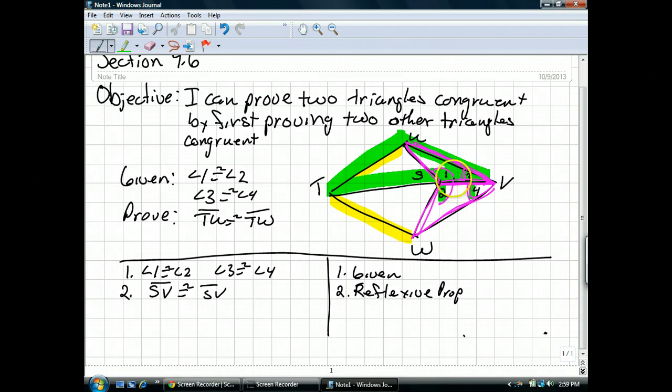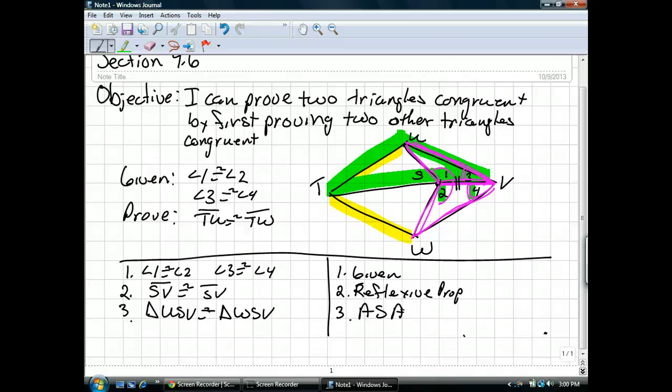Okay, so now I have that congruent to itself. And so now I have angle, side, angle. So now I can say triangle USV is congruent to triangle WSV. And I know that by angle, side, angle. Okay, so now I've succeeded in proving the two small triangles congruent.